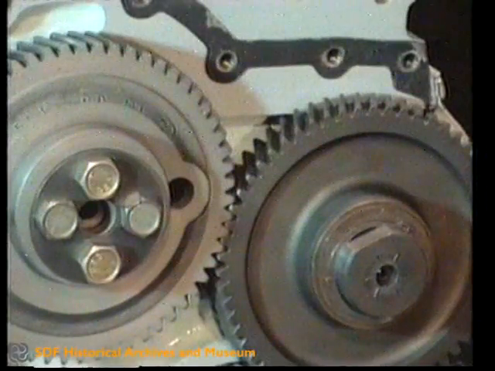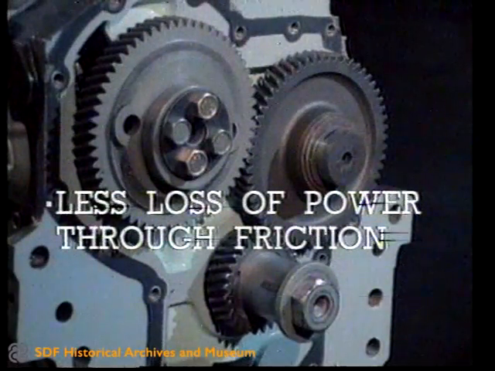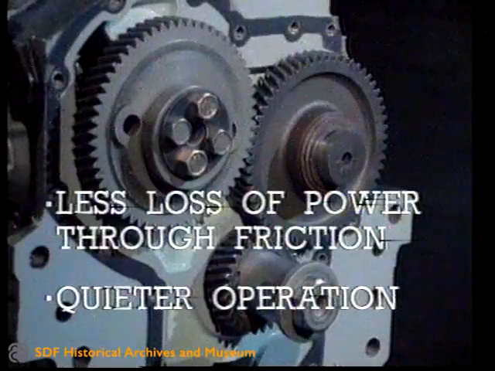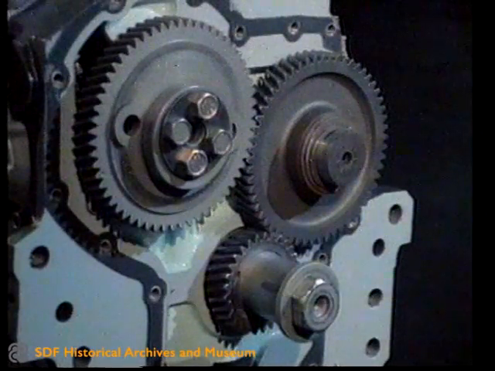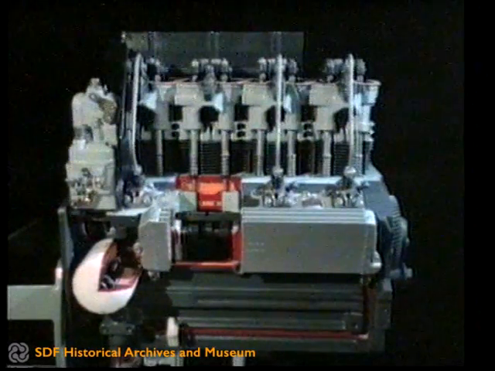The gearing of the timing mechanism has helical toothing: less loss of power through friction, quieter operation. Counter-rotating weights, models with 4-cylinder engines.